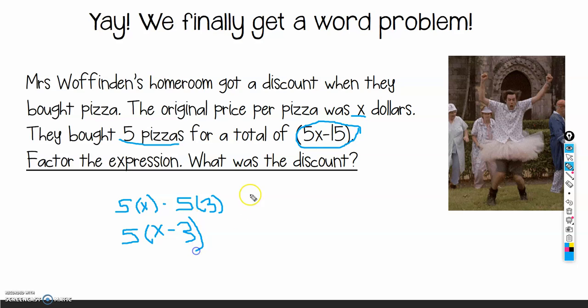So remember that the cost of the pizzas was x dollars, so we know that this x is the cost of the pizzas. So what is the discount? The only thing that's left is this minus 3. So my discount was $3 for each pizza.